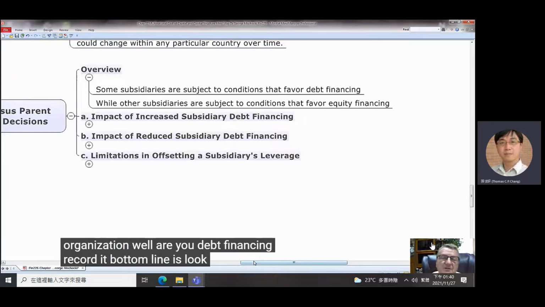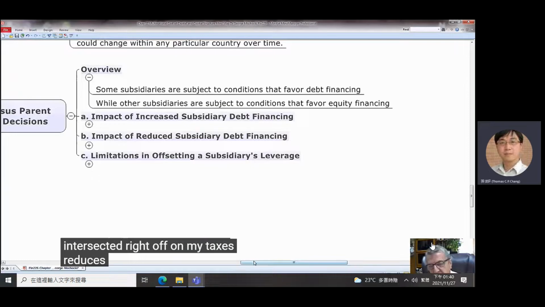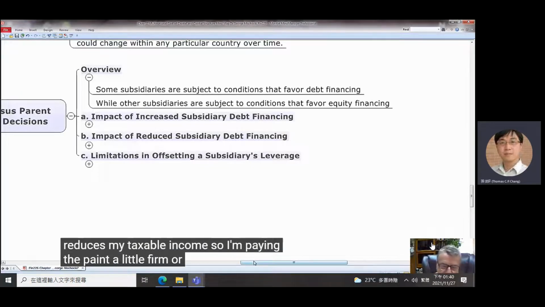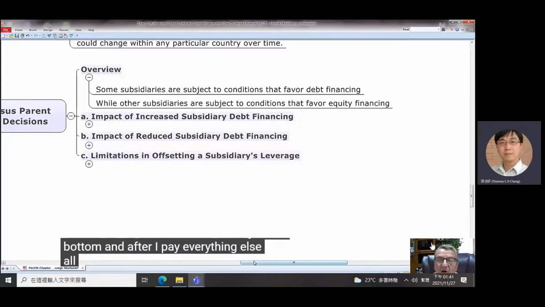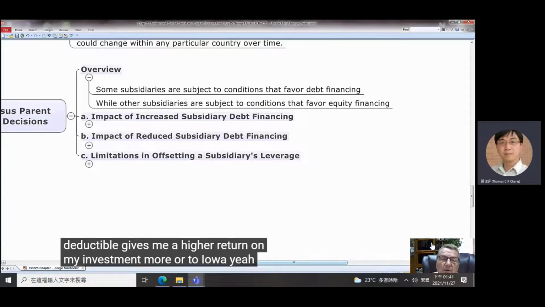The bottom line is, look, if I'm paying a mortgage, I'm paying somebody else, I'm paying the interest, but that interest I could write off on my taxes, or it reduces my taxable income. So I'm paying the bank, or a firm, or whoever is carrying my note. Or I pay off the mortgage in cash. Now cash has the other thing, I'm paying taxes. Which one leaves more money at the bottom end after I pay everything else off? Is it tax deductible, does it give me a higher return on my investment?